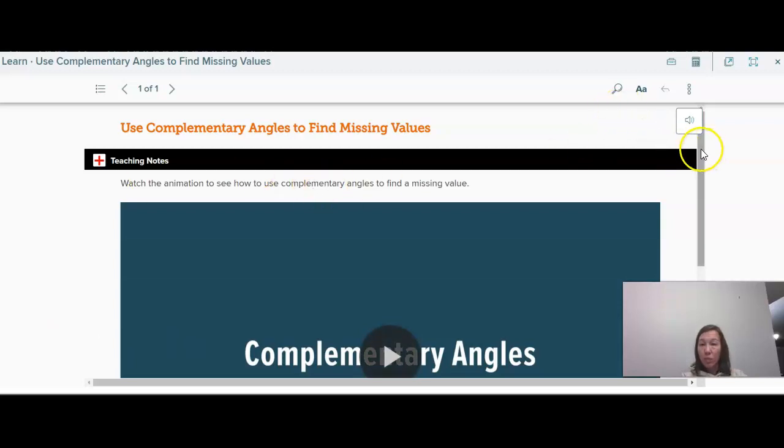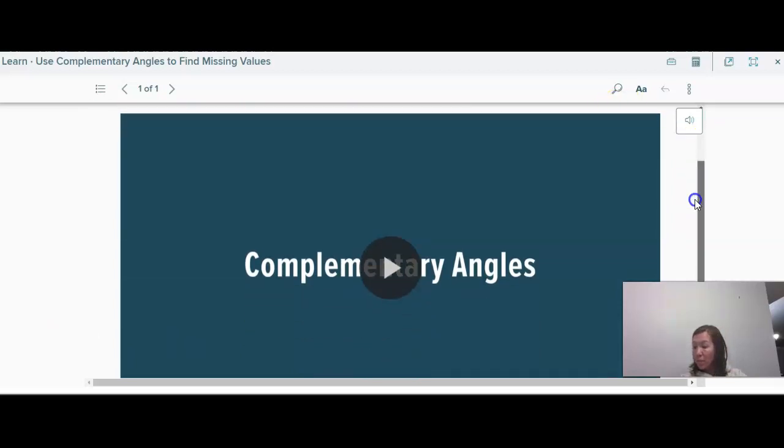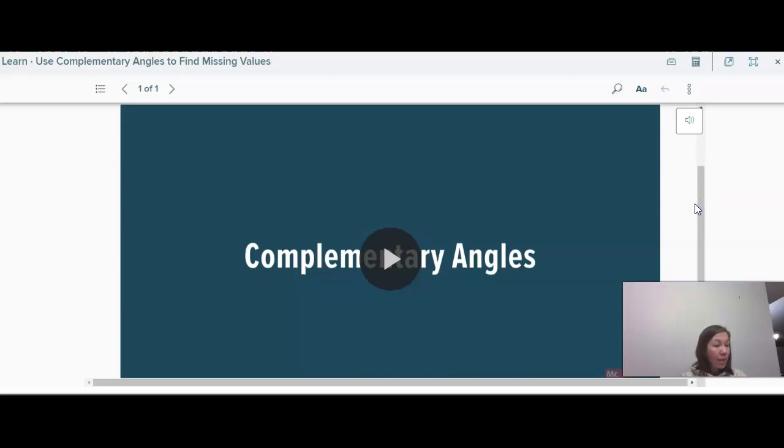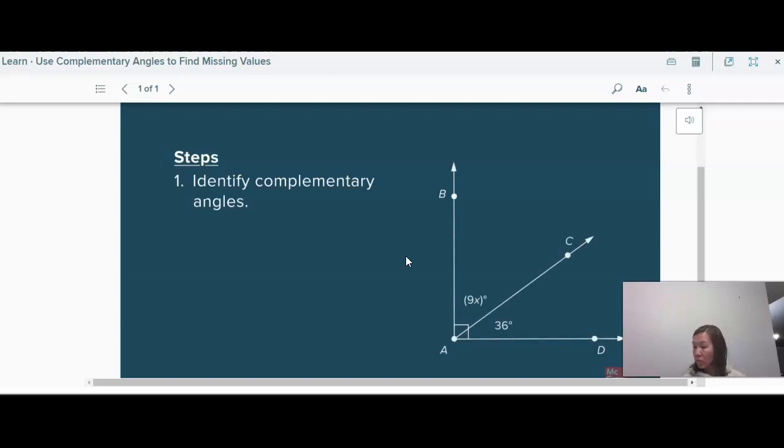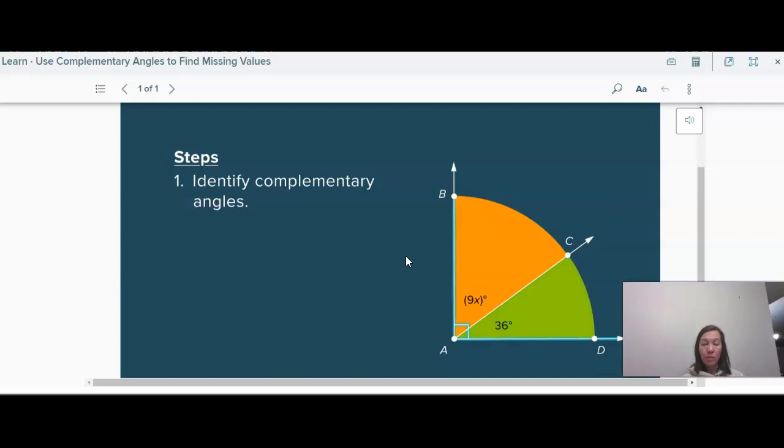Okay, so we're once again going to use complementary angles to find values for x, so watch this. You can use complementary angles to find an unknown value. Two angles are complementary if the sum of their measures is 90 degrees. Together, angle BAC and angle CAD form a right angle. A right angle measures 90 degrees, so angle BAC and angle CAD are complementary.